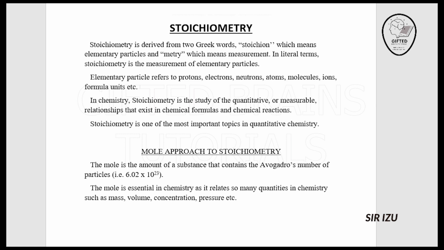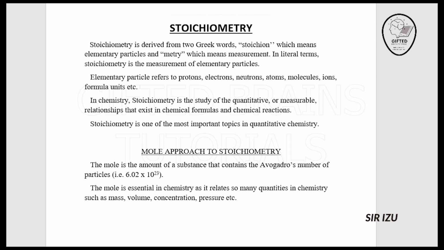And what is a mole? A mole is the amount of a substance that contains the Avogadro's number of particles. If I say a mole of electrons, I simply mean that when you count those electrons, it is 6.02 times 10 raised to power 23, which is the Avogadro's number of particles. If I say a mole of pencils, for instance, if you're counting those pencils, you should have 6.02 times 10 raised to power 23 pencils available.